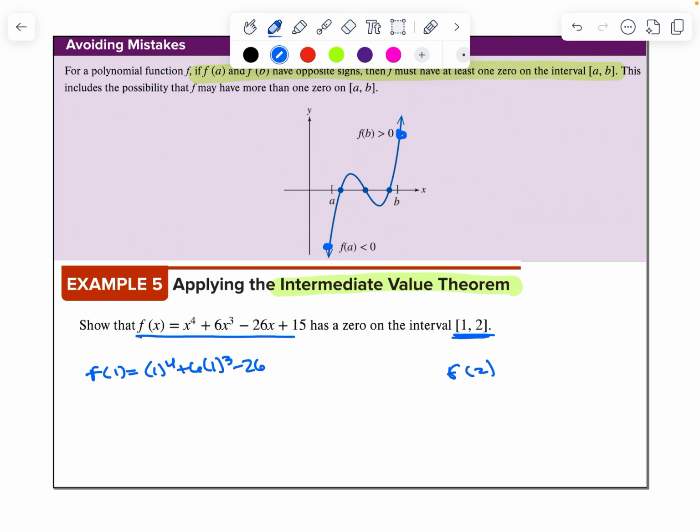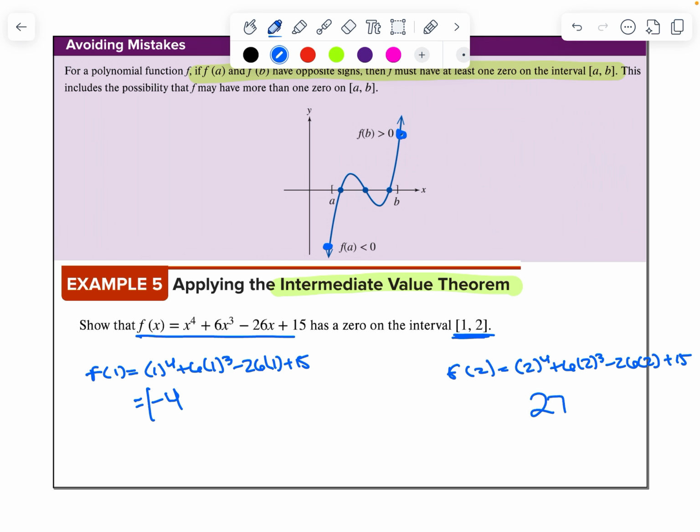All right, f of 1 would be 1 to the 4th plus 6 times 1 to the 3rd minus 26 times 1 plus 15. Type that in your calculator. f of 2 would be 2 to the 4th plus 6 times 2 to the 3rd minus 26 times 2 plus 15. Type that one in your calculator as well. I'm going to type it in my calculator while we're sitting here. 1 plus 6 minus 26 plus 15. So this one turns out to be negative 4. Then 2 to the 4 plus 6 times 2 to the 3 minus 26 times 2 plus 15, for me, turned out to be 27.